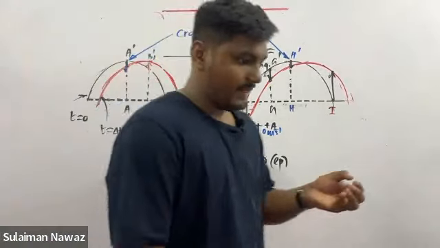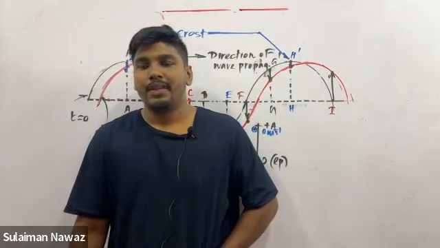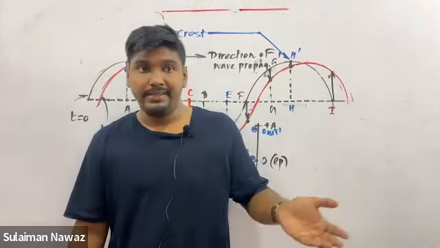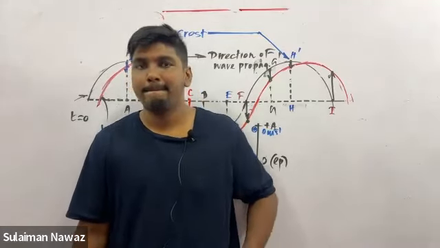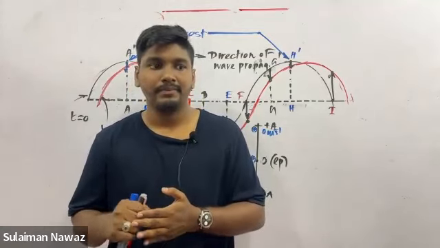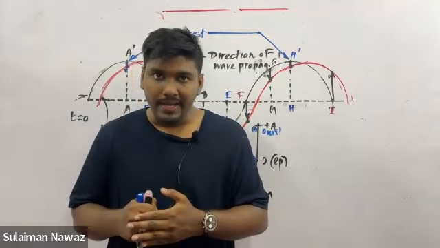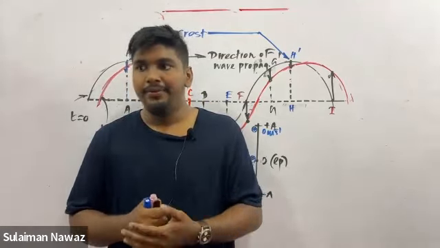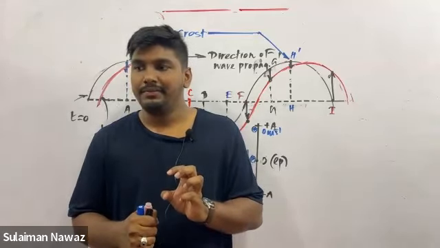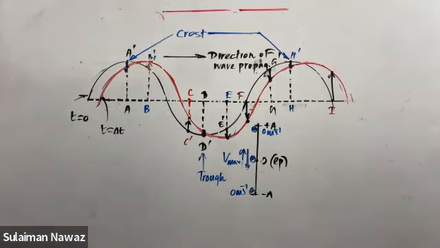Then subtopic trough. Write down: trough is the lowest point of a transverse wave. Next point: it represents the point where the particle of the medium has the maximum negative displacement in downward direction.